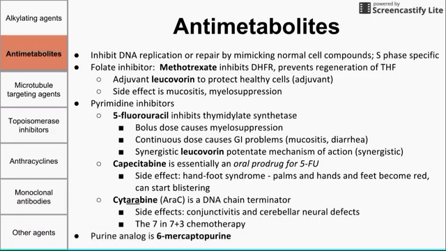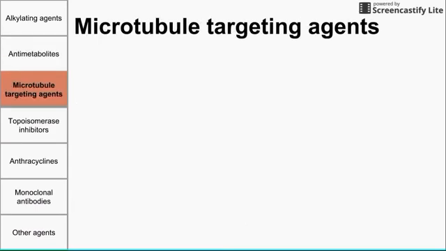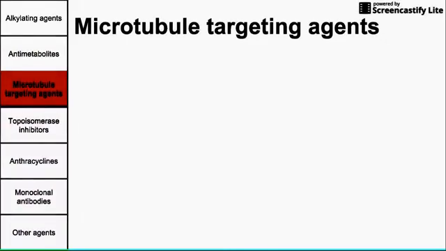And there's one other class of antimetabolites called the purine analog. The one that is important to know is 6-mercaptopurine. Easy to remember that as a purine analog, 6-mercaptopurine. So we have 3 classes of antimetabolites, which is a larger class of chemotherapeutic drugs. We have folate inhibitors, pyrimidine inhibitors, and purine analogs. Now, another class, microtubule targeting agents.